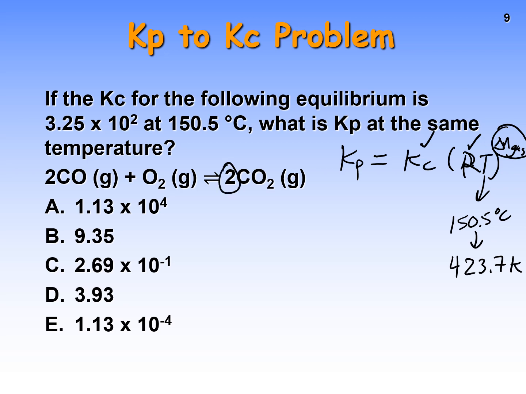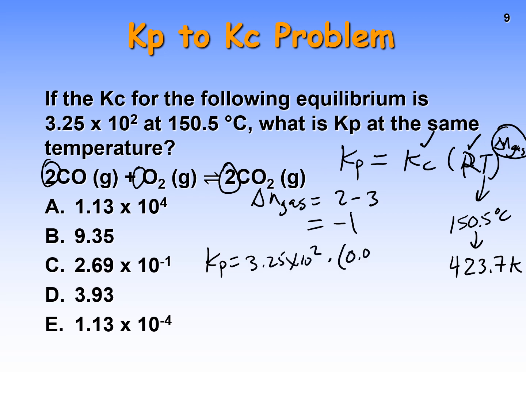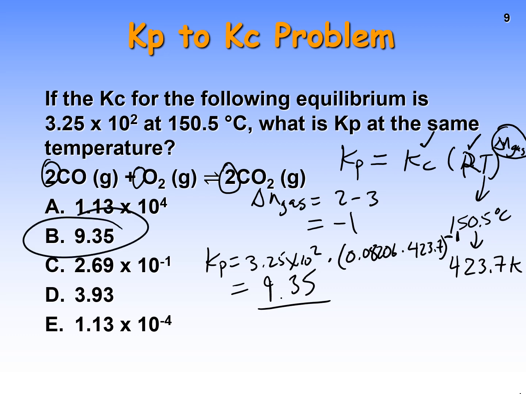Well, I have 2 moles of gas on the product side, and I have 1 plus 2 on the reactant side. So my delta N gas is going to be equal to 2 minus 3, or in other words, negative 1. It's not always negative, by the way. So if I wanted to solve for Kp, I'd go, okay, Kc is 3.25 times 10 to the 2 times 0.08206 times 423.7, all to the power of negative 1. I'd multiply that out, and what we get is 9.35 as my Kp value. Or in other words, B is my correct answer.